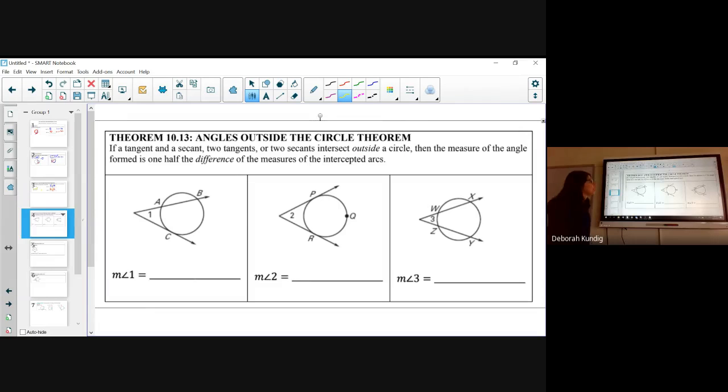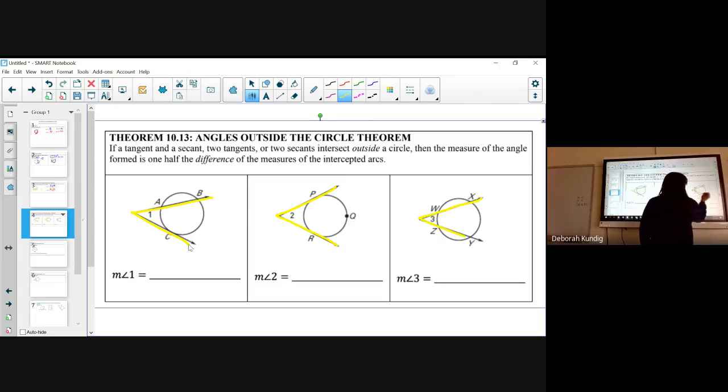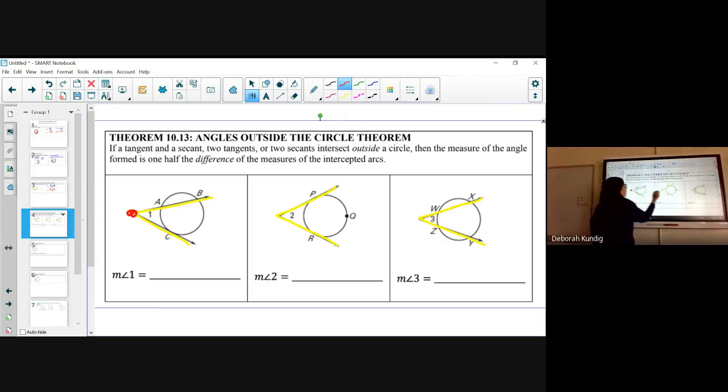So the next theorem is where we have an angle. So if a tangent and a secant, so here's my tangent and here is my secant, or two tangents, or a secant and a secant, intersect outside the circle, so they intersect at right here.